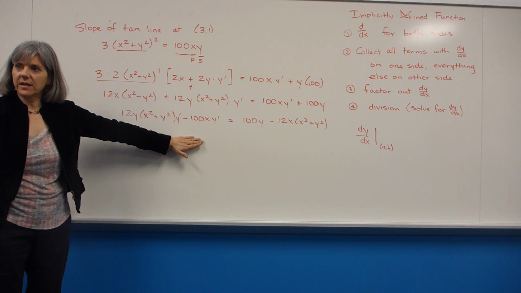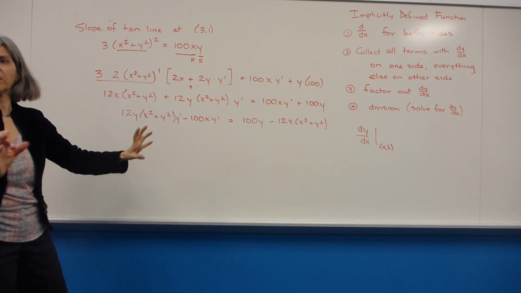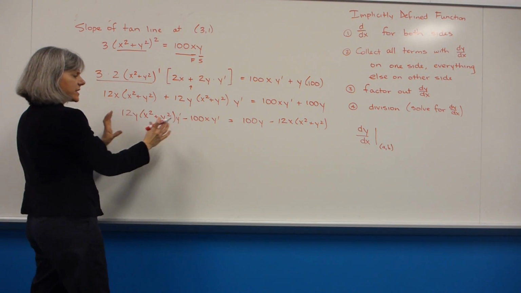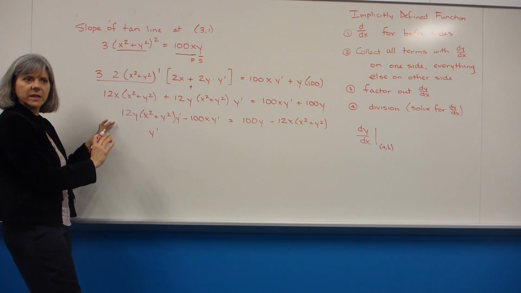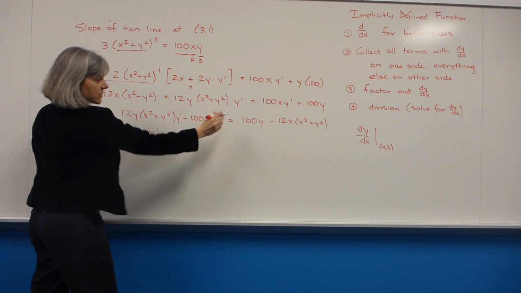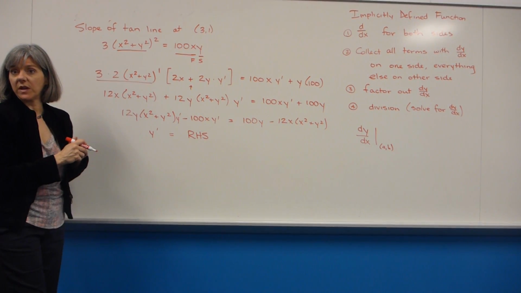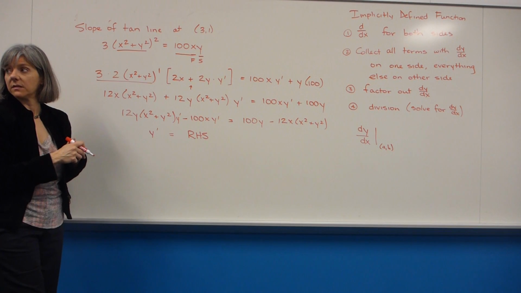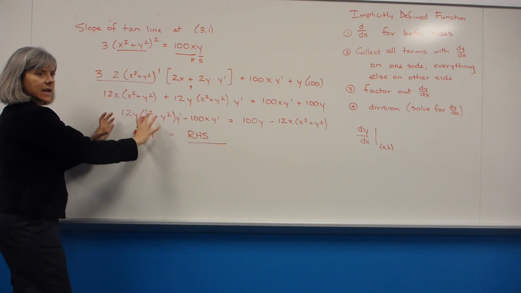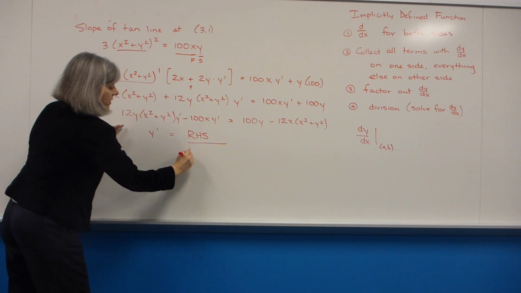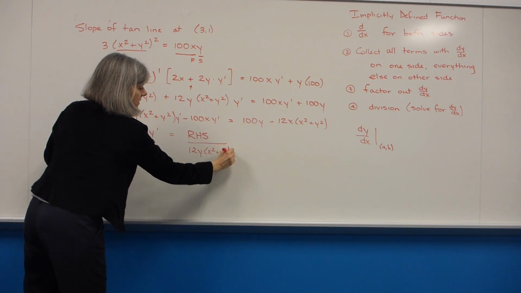A y prime factors out of all of this. So now I'm going to pull, does everyone see, both terms have a y prime in it. So the y prime is going to be that whole right-hand side. Everyone know that abbreviation? RHS, right-hand side, left-hand side. Divided by everything that's part of y prime on this side. So 12y x squared plus y squared minus 100x.